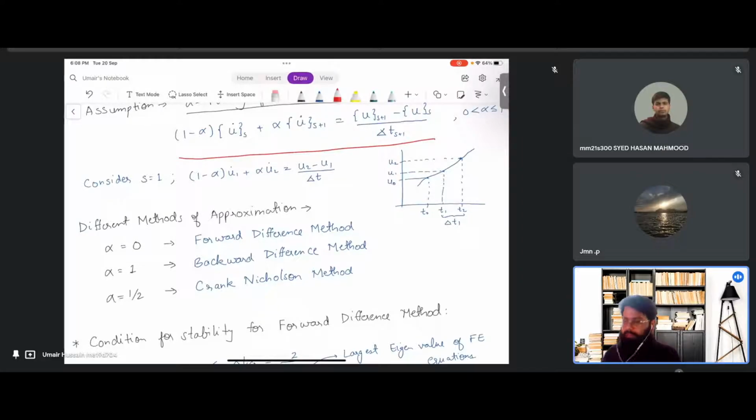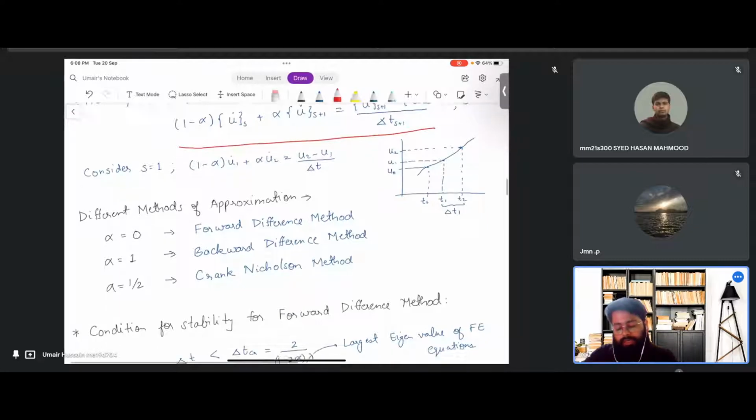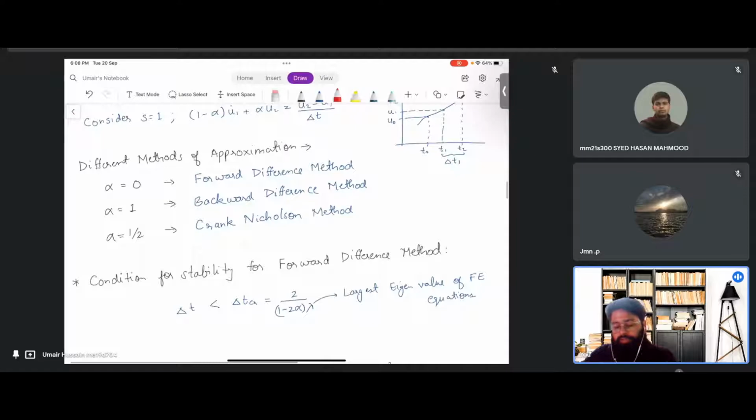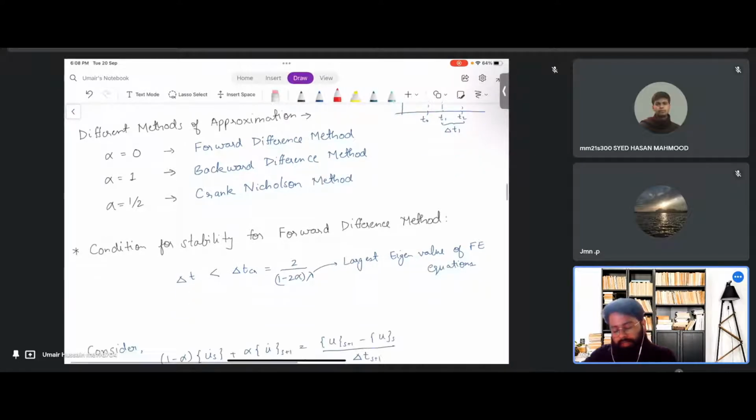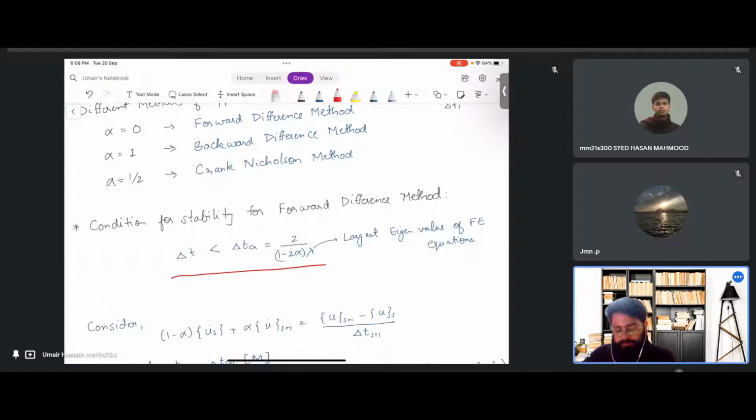As you would have studied, the backward difference and the Crank-Nicolson methods are unconditionally stable. But the problem with the forward difference method is that it is conditionally stable. So what is the condition for its stability? This statement should hold true: our time step should be less than a certain limit, which is the critical time step. Then this method works fine.